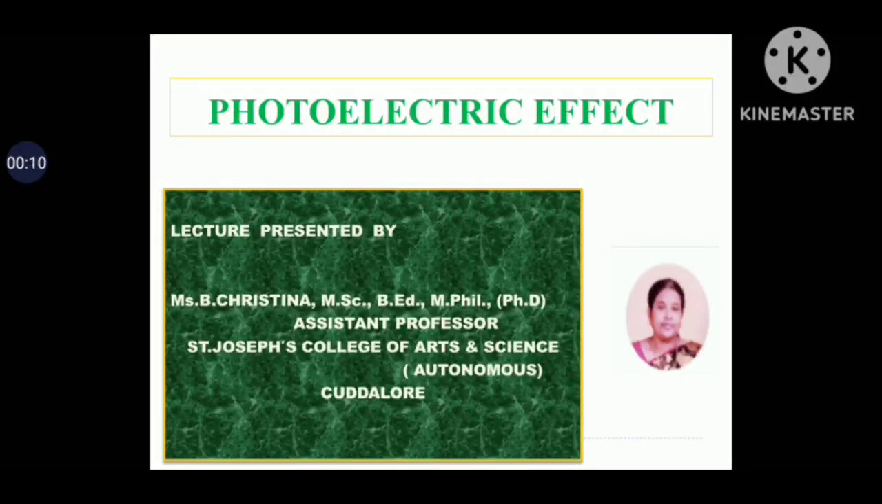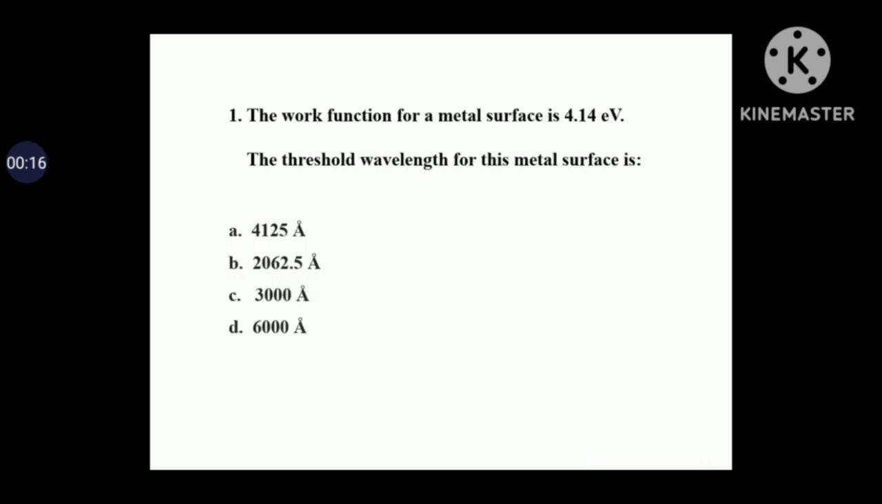In this module, we discuss photoelectric effect in the form of MCQs. Question number 1. The work function for a metal surface is 4.14 electron volt. The threshold wavelength for this metal surface is option A 4125 Armstrong unit, option B 2062.5 Armstrong unit, option C 3000 Armstrong unit, option D 6000 Armstrong unit.